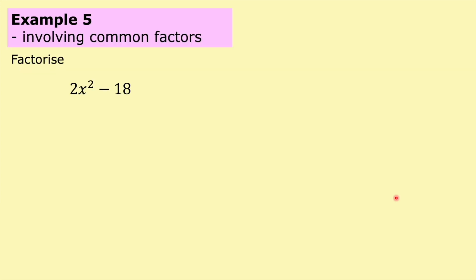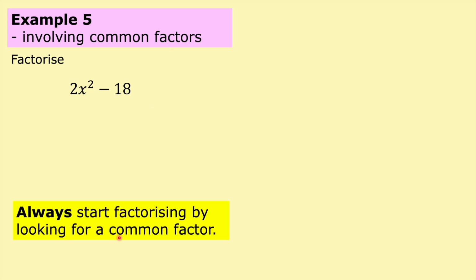So this example is clearly not a difference of two squares because we know that 2 is not a square number and 18 is also not a square number. But as we're learning all about factorising, the very first kind of factorising we learned about was factorising using a common factor. And no matter what kind of factorising it looks like, you must always start factorising by looking for a common factor. Even if you straight away think you know what you need to do, just look for a common factor to be sure. So here we can see that there is a common factor of 2.